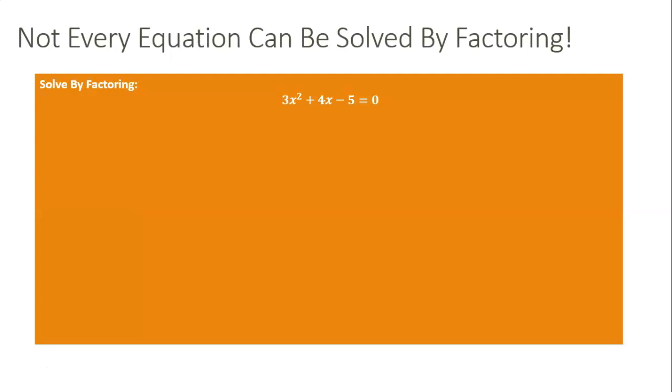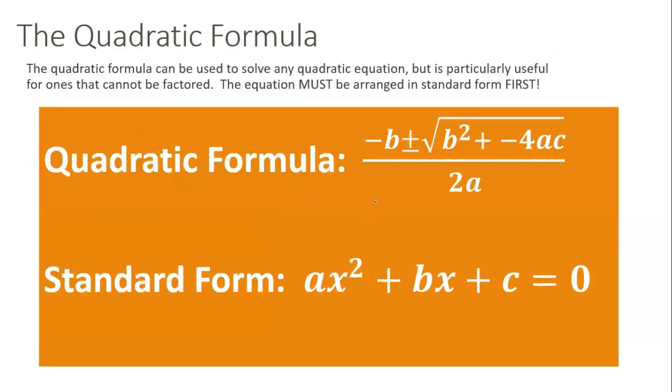So why does the quadratic formula exist? Not every equation can be solved by factoring. If I'm trying to solve this using factoring, I need to do 3 times -5, which is a times c. I'm looking for two numbers that multiply to be a times c and add to be b. 1 and 15 aren't going to work. 3 and 5 aren't going to work. And there aren't any other factors of 15. This one is not factorable. That doesn't mean that I can't solve it, though. What that means is I need to use the quadratic formula.